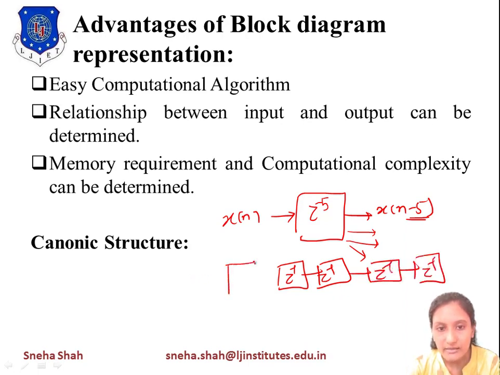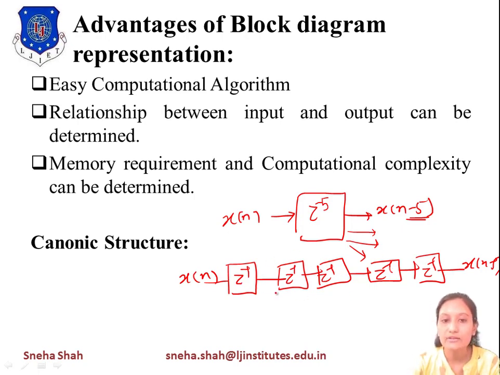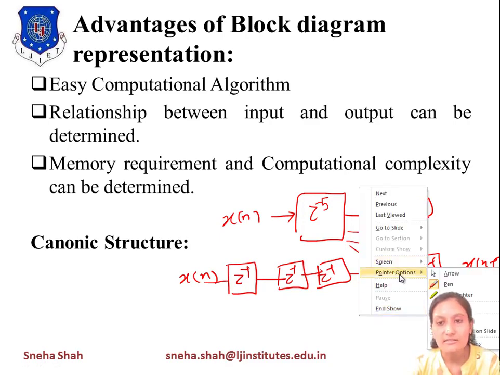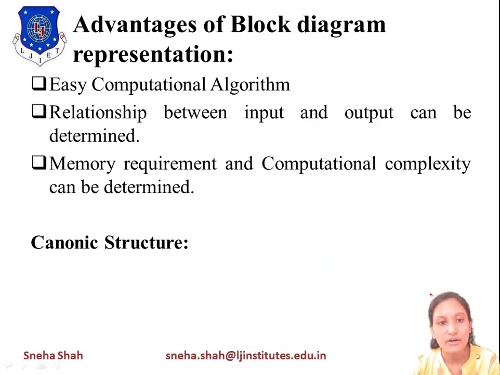So for a 5 sample delay, if we use 5 individual delay units, this one is x of n, over here x of n minus 1, n minus 2, n minus 3, n minus 4, and the last one is x of n minus 5. This representation is considered a canonic structure, meaning for the number of delay units, we use that number of delay blocks. So for a number of delay samples, if we use that number of delay units, then it is known as a canonic structure. And if we use just one block, then it is considered a non-canonic structure.